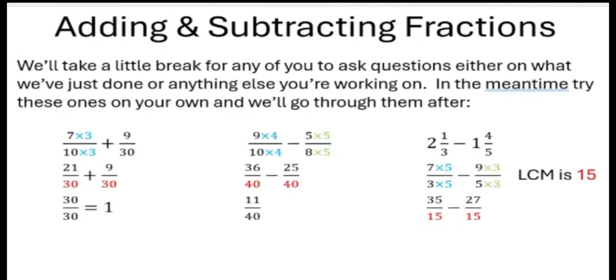I now have common denominators, so I can subtract the tops. 35 minus 27 gives me 8. 8/15 is my final answer. That does not reduce. It's not an improper fraction, so there's no mixed number option. That's just what it is right there.